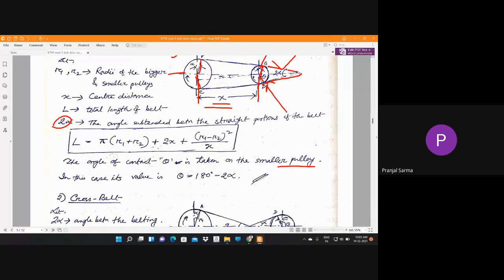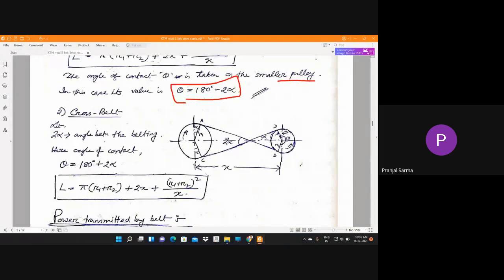And in case of your open belt drive, as you can see, here this is 180 degree, half of 360 degree. Up to this much, this is 180 degree. But as you can see, the wrapping is okay. The contact is made here and contact is broken here. Since this angle theta is less than 180 degree, and how much less? This is alpha. This much is alpha, so this much also is alpha. So the angle of wrap is 180 degree minus 2 alpha in case of your open belt drive.